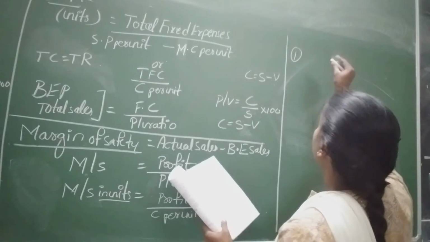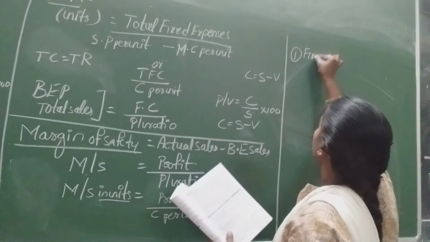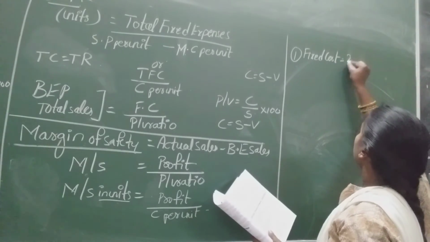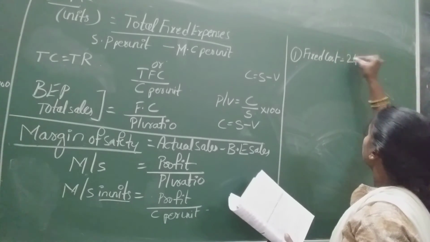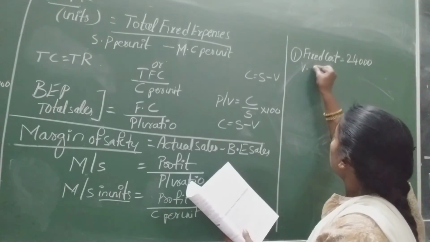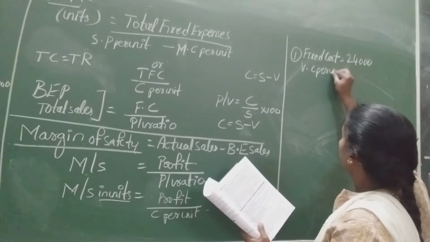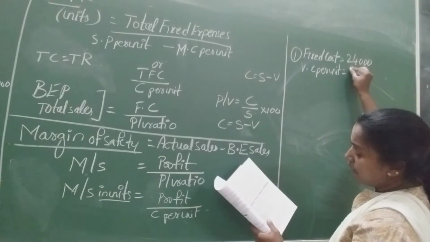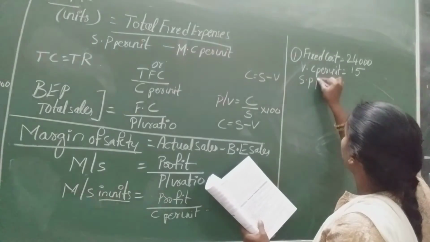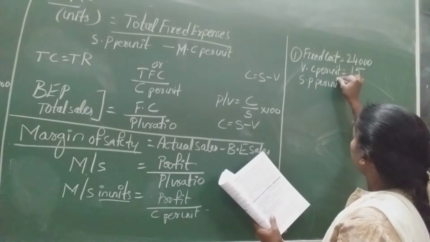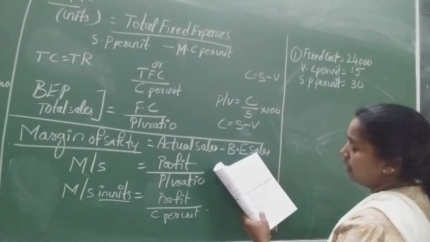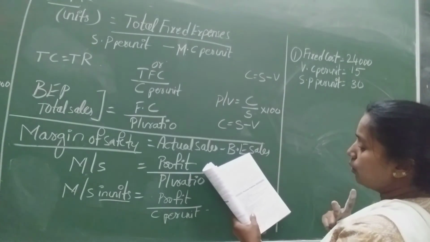What is the first problem? Fixed cost is given in the question: 2,40,000. Variable cost per unit is 15 rupees. Selling price per unit is 30 rupees. He is telling us to calculate two things.